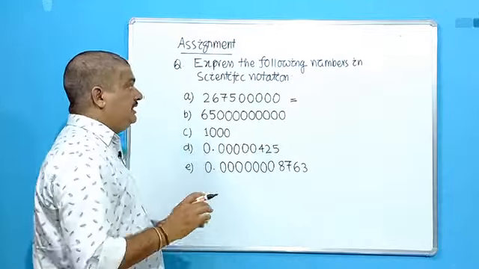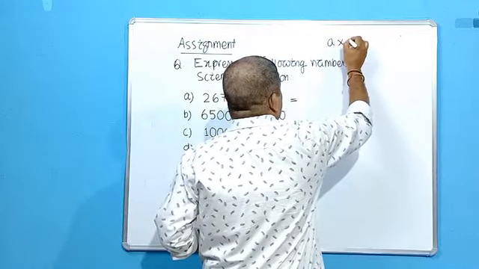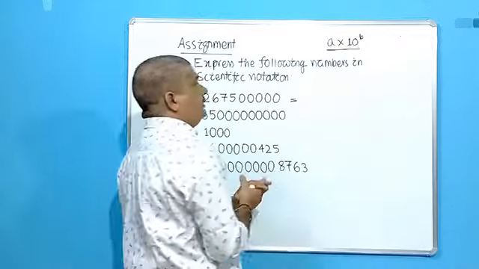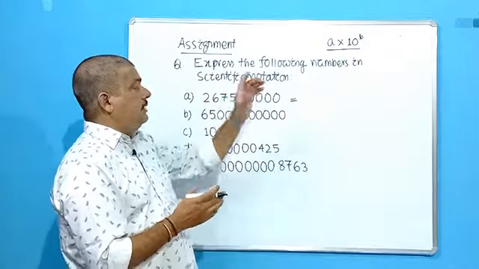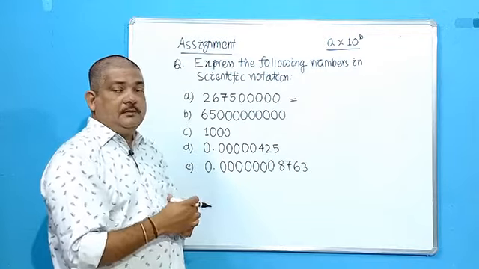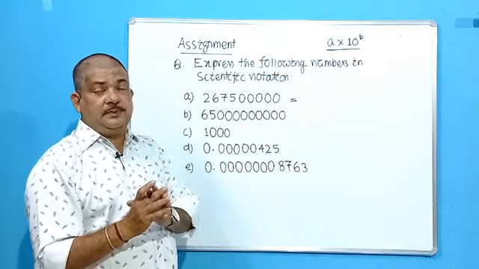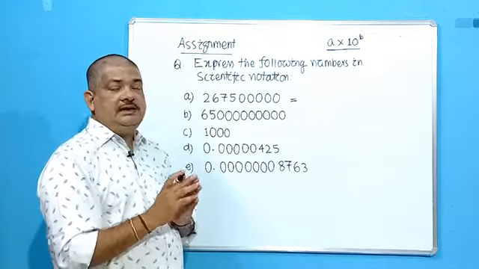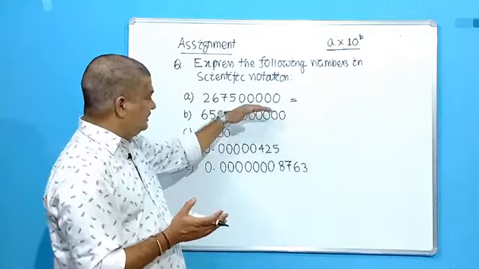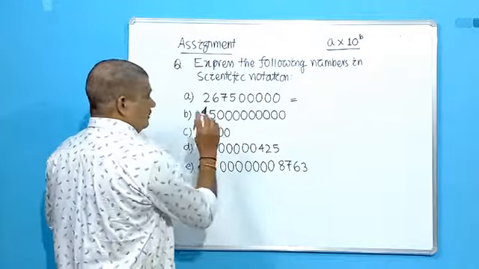So what is the key? We have to express the number in the form A into 10 to the power B. So A will be a number between 1 and 9.99. It will not be 10. And B is a positive or negative integer. B can have any value. We can have a positive value or a negative value. Okay, so what is the formula?